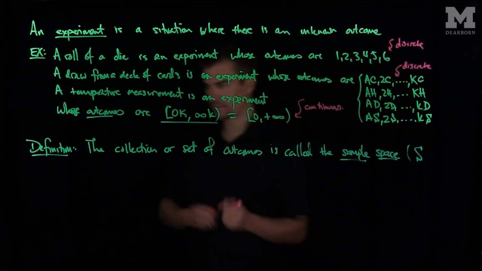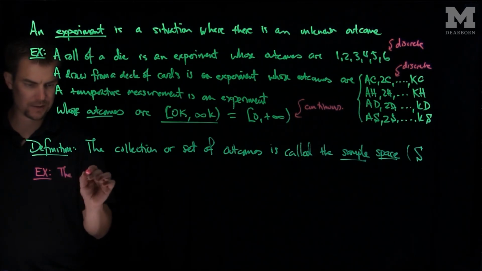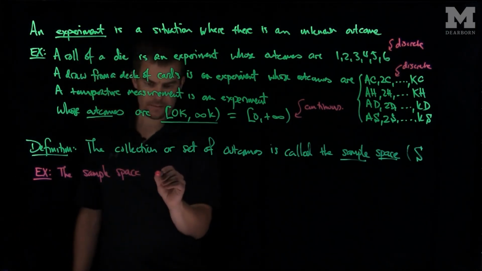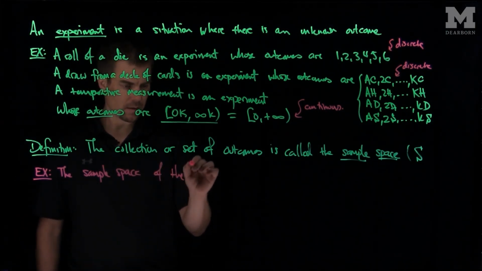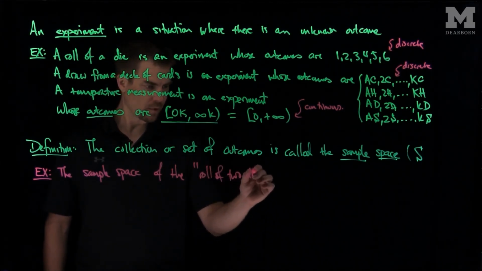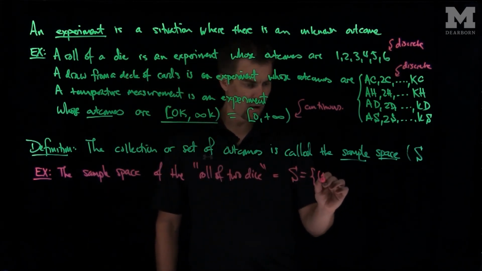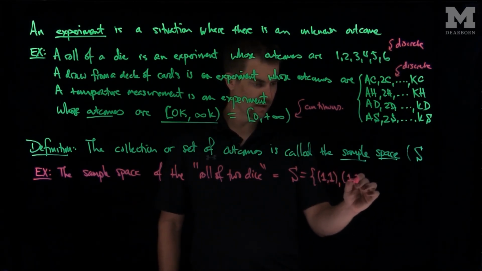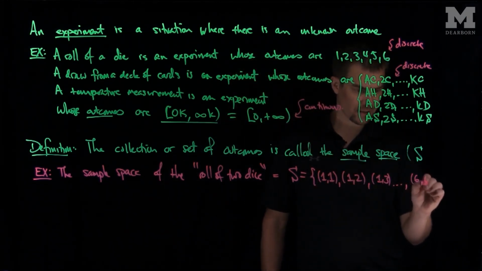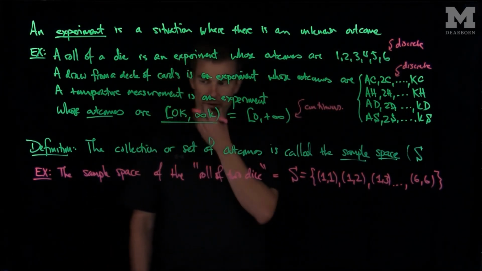So for example, the sample space of the roll of 2 dice will be S, and you can get a 1 and a 1, you can get a 1 and a 2, you can get a 1 and a 3, etc., all the way up to a 6 and a 6. So a total of 36 possible outcomes. So the sample space has size of 36.